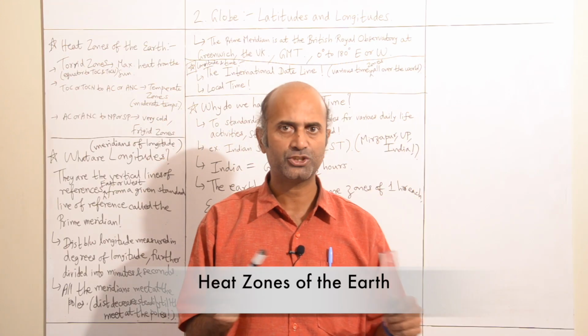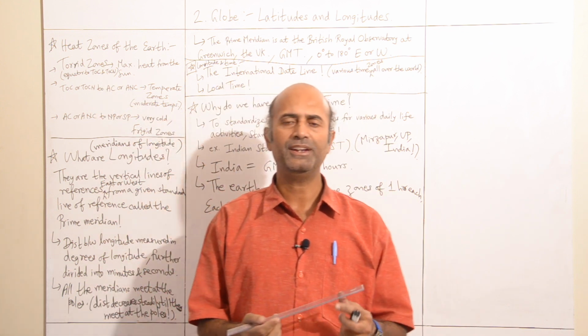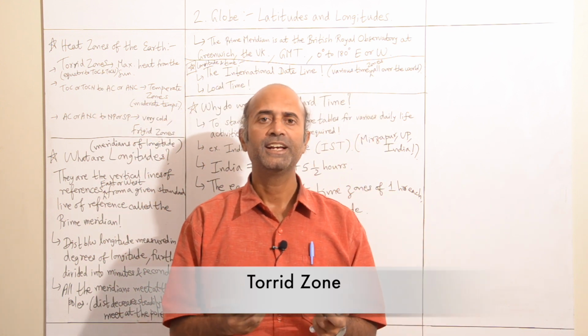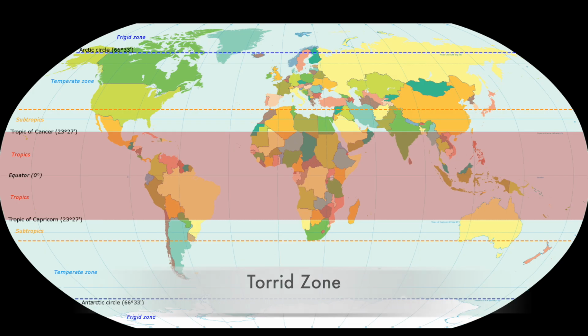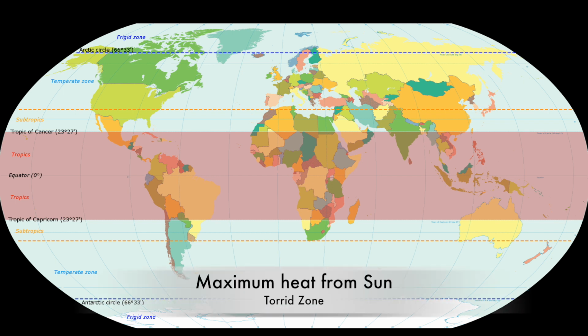We'll take a look at heat zones of the earth. The first zone, which normally is the most prominent one, is the torrid zone, because from the equator till the Tropic of Cancer or till the Tropic of Capricorn, this zone gets the maximum heat from the sun or from the sun's rays.